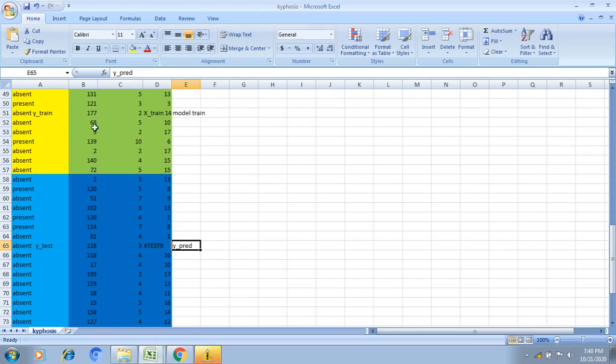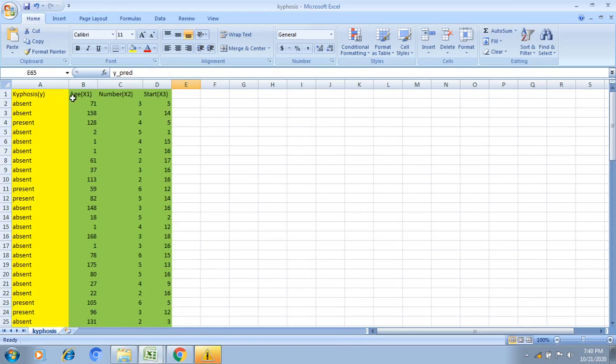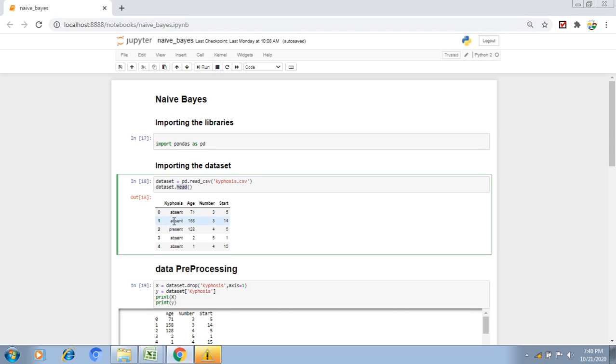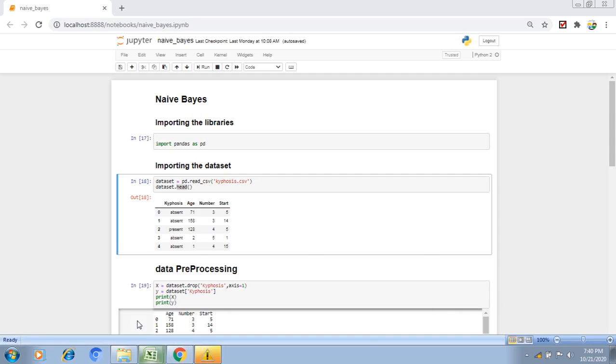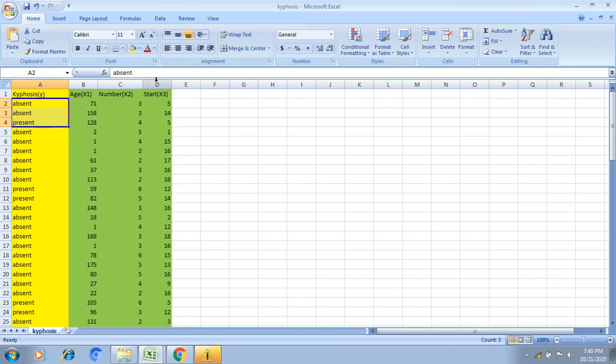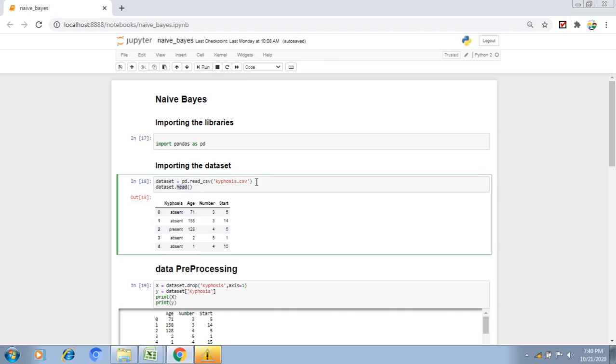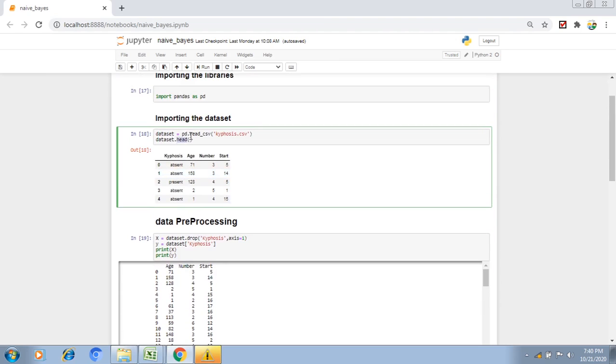If I open the dataset, it contains kyphosis, age, number and start, and the values absent, absent, present. It contains 4 columns. Here it displays the top 5 records: absent, absent, present. If you look here, you will see the same absent, absent, present. The same data I'm able to import here using read csv, and I'm displaying it to check whether I'm accessing the correct one or not.